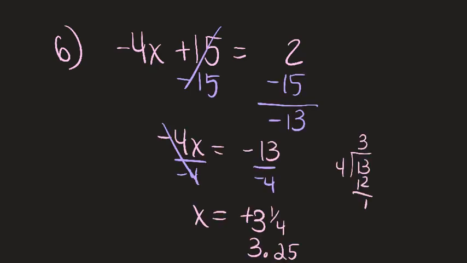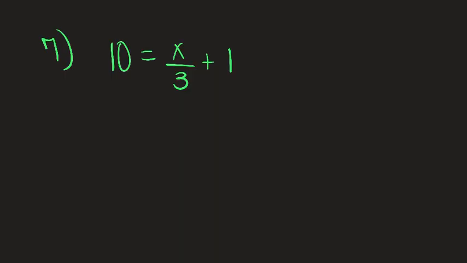The final answer is positive 3 1/4 or 3.25. My first song was minus 15, minus 15. 2 minus 15 is negative 13. Rewrite the question, divide by negative 4, divide by negative 4. 2 negatives will make a positive. My scratch work's over here. 4 goes into 13 3 times with 1 left over. 3 1/4 or 3.25. What is the final answer to this question? Remember, you're always going to add or subtract first, multiply or divide second.